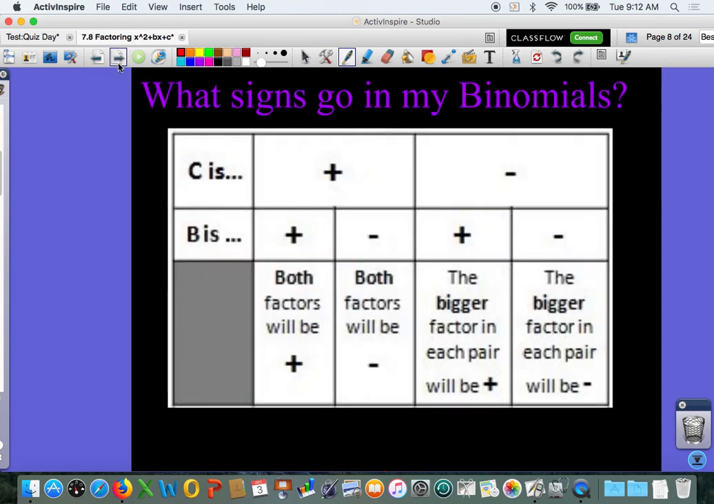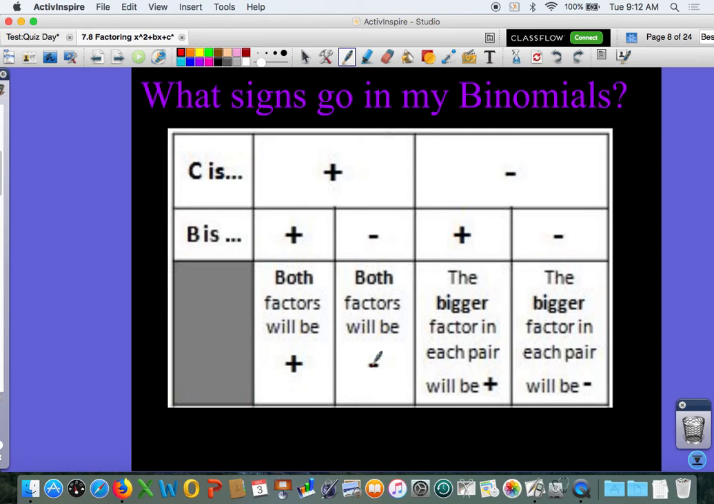Okay. It can get a little confusing, so what signs go in my binomials? Well, first look at your c. If your c term is positive, then you need to look at your b. If b is positive, then both factors will be positive. If b is negative, both factors will be negative.